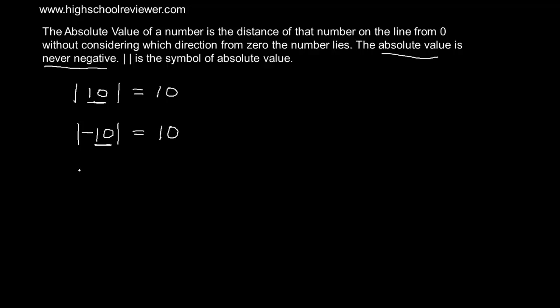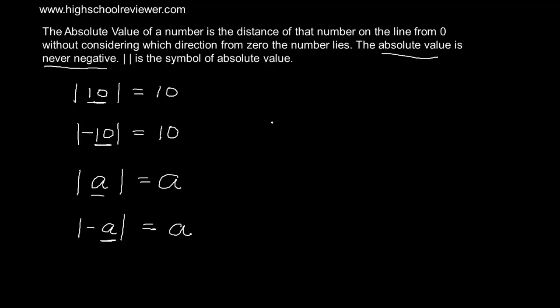How about if we have to find the absolute value of a, whether this is a number or a variable, the same rule applies. So the absolute value of a would still be a. And the absolute value of negative a, of course, it is still the variable, and this will still be a.